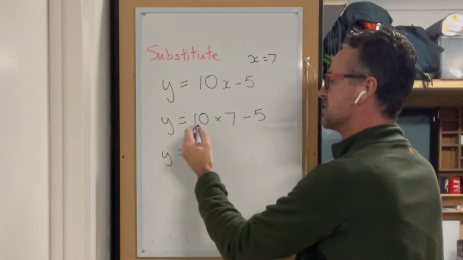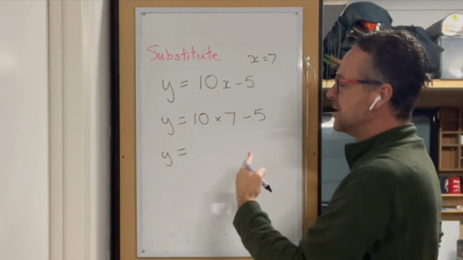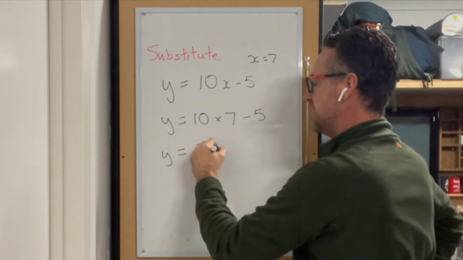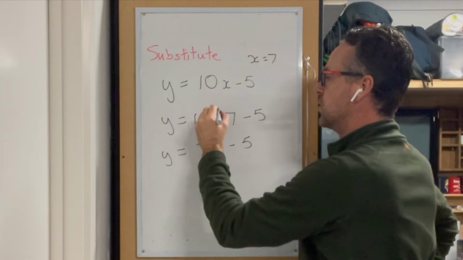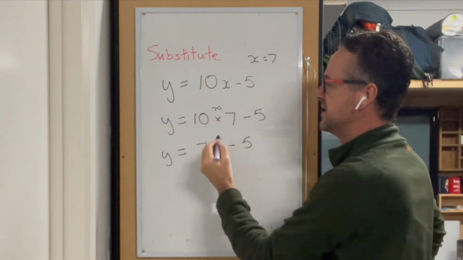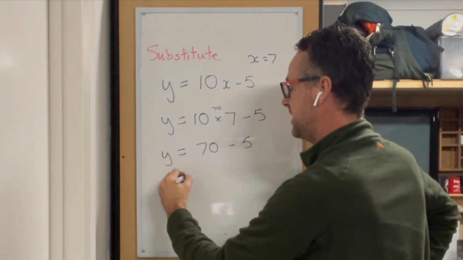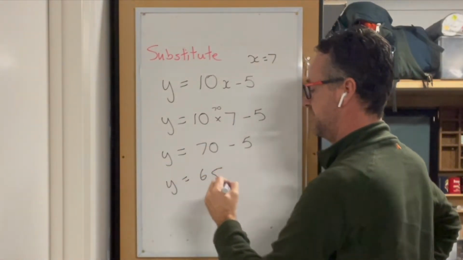And then obviously 10 times 7 is 70. Now, there's two ways you can tackle this. You could write 70 here, take away 5, like that. Or what I often do is I just note the take away on here and I'll just write 70 up above here, and then I can just do it from there. So y then would equal 65.